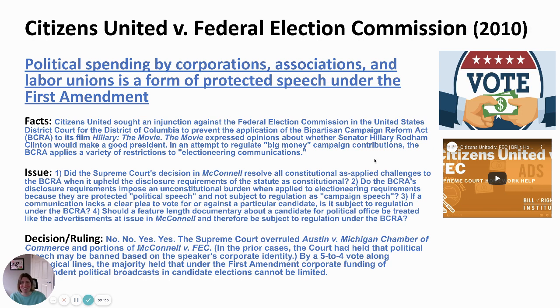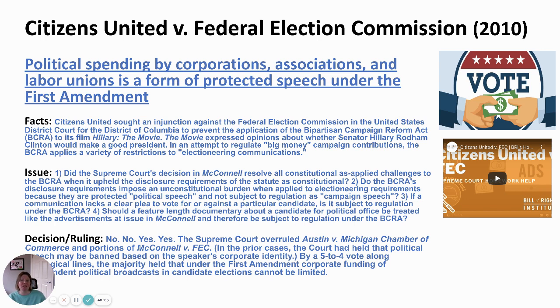Okay, that's a lot. But basically, is it okay for the federal government to limit electioneering? That's basically what the question was. And the Supreme Court said, no, no, yes, yes. They overruled one of their own cases, one of the portions of McConnell versus the FEC. In prior cases, the court had held that political speech may be banned based on the speaker's corporate identity, but by a vote of 5-4 on highly ideological lines, the majority did hold that under the First Amendment, corporate funding of independent political broadcasts in candidate elections cannot be limited.